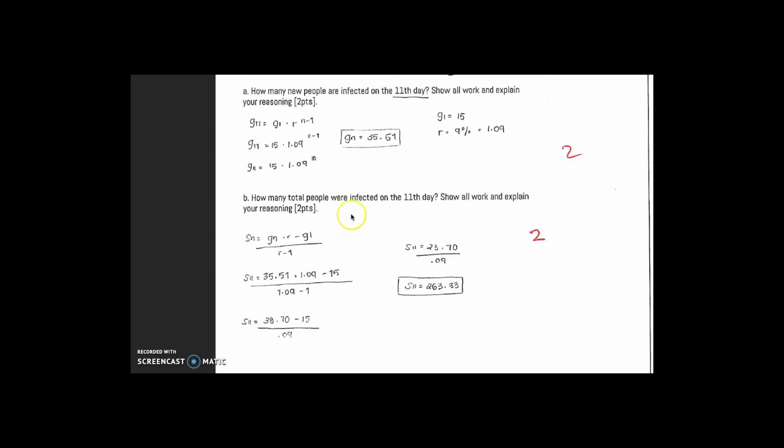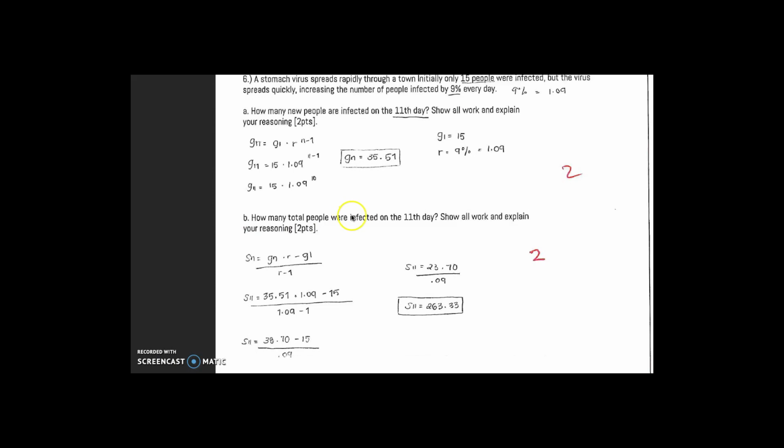How many total people were infected on the 11th day? So here, if you think about it, this is just the 11th day. So we are adding up on the 1st, 2nd, 3rd, all the way to the 11th day. So this is really a sum problem, but it doesn't tell you. And if you guys think about it, we actually did these exact problems in class. I just picked one or the other.